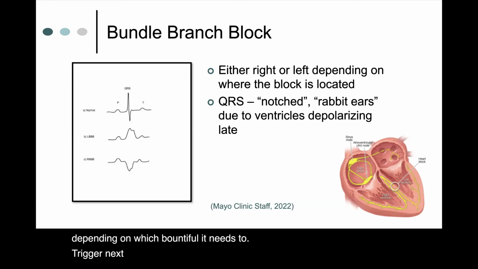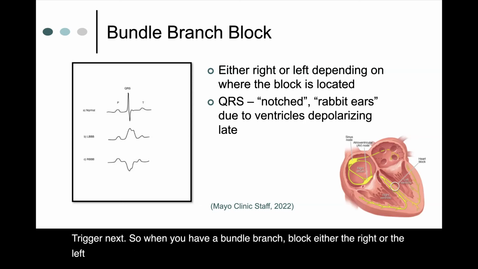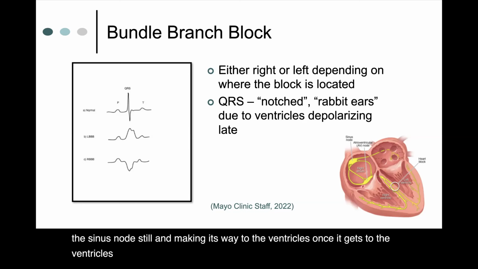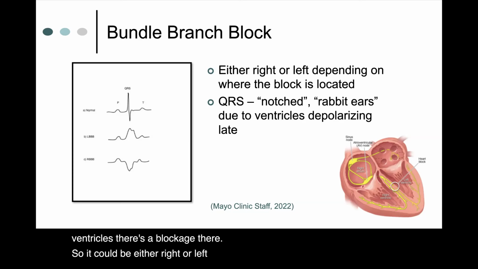So when you have a bundle branch block, either the right or the left has a blockage. So although it is being triggered from the sinus node still and making its way to the ventricles, once it gets to the ventricles, there's a blockage there. So it could be either right or left, depending on where the block is located.